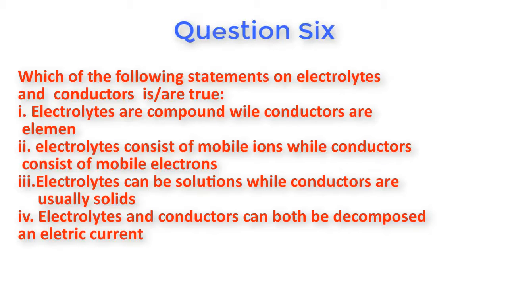Question number 6. Which of the following statements on electrolytes and conductors is or are true? 1. Electrolytes are compounds while conductors are elements. 2. Electrolytes contain mobile ions while conductors consist of mobile electrons. 3. Electrolytes can be solutions while conductors are usually solid. And 4. Electrolytes and conductors can both be decomposed by an electric current.